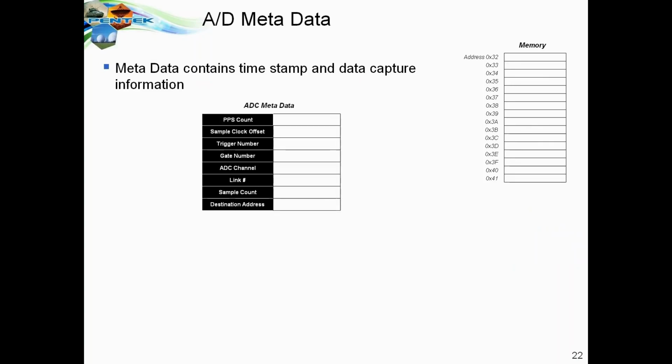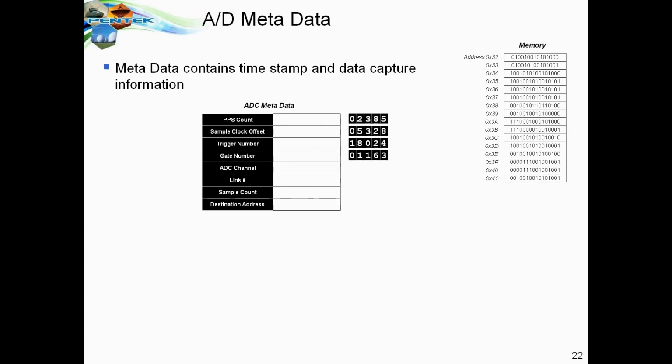Along with the data, we also deliver metadata in the form of header information that describes the data samples themselves. Metadata contains the timestamp and data capture information. We have a lot of hardware counters, real-time clocks, and so forth in the engine, and those values are constantly updating as time goes on.